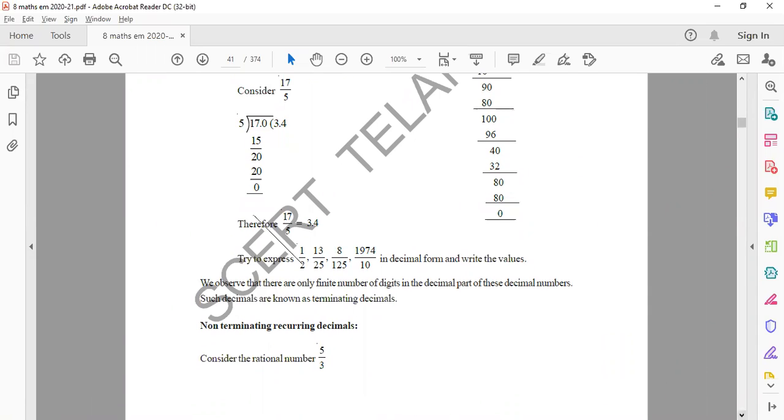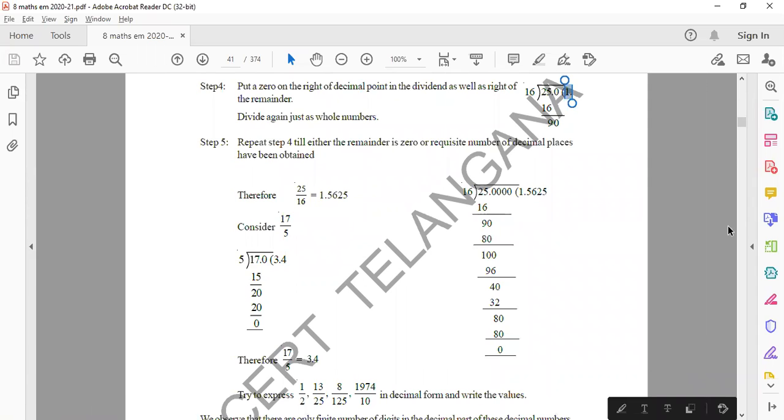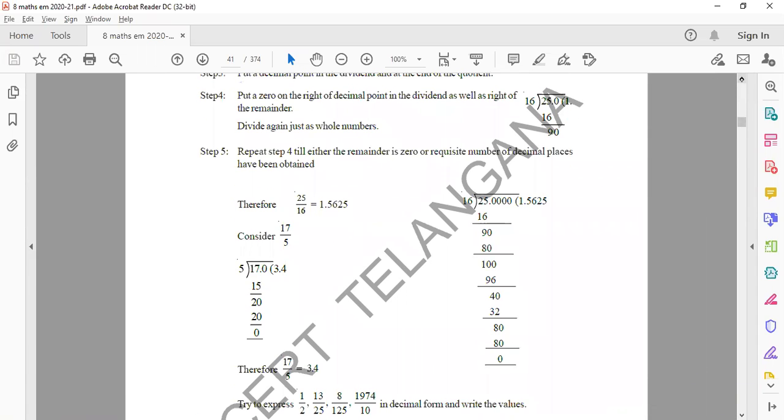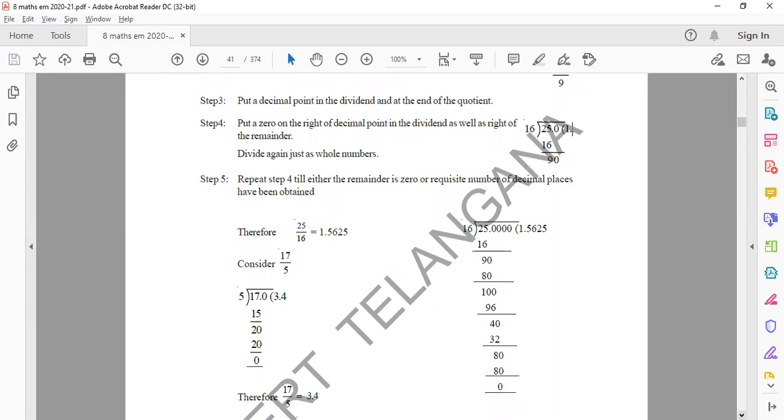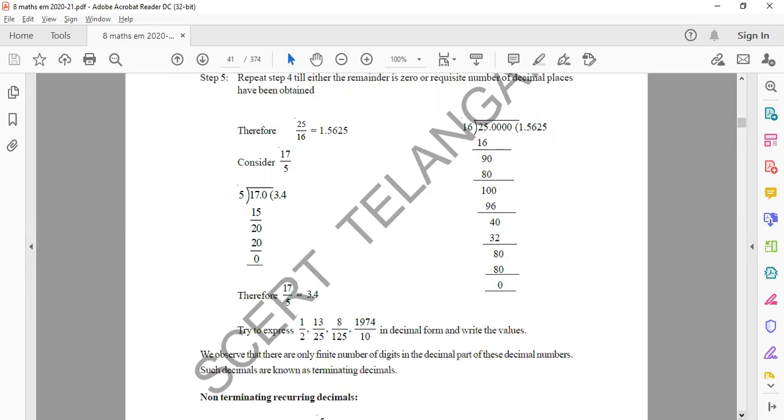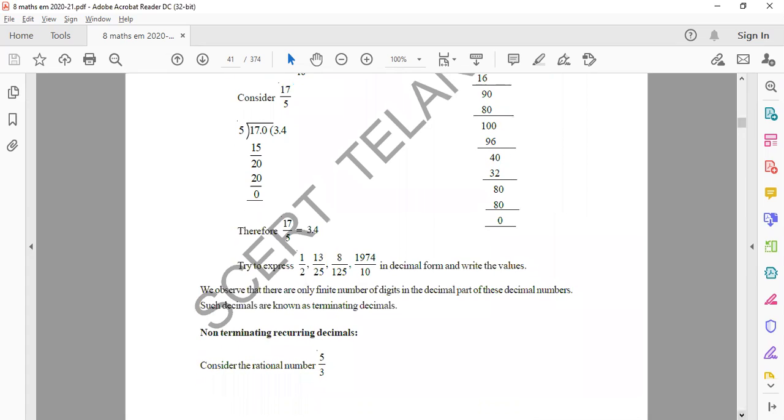Next we have one more concept, non-terminating. The second case they mentioned. Please copy this: non-terminating recurring decimals. You can just write down non-terminating recurring decimals. What is recurring? What is non-terminating?